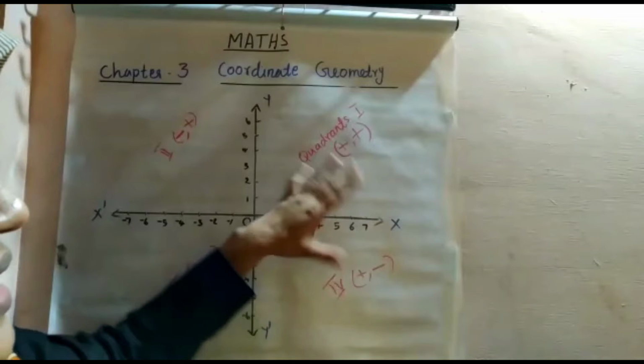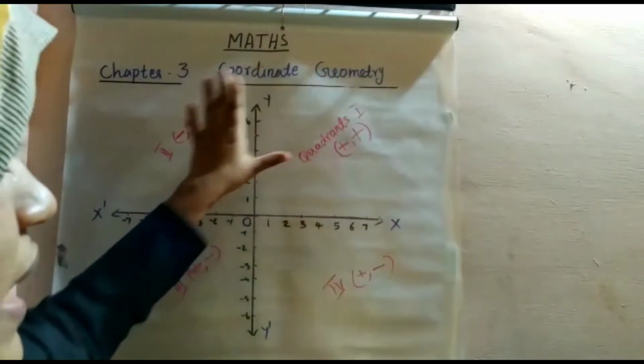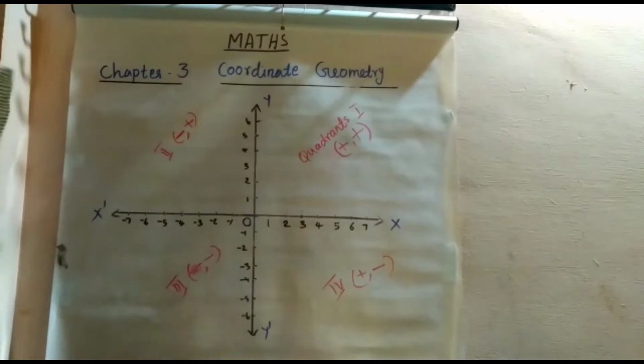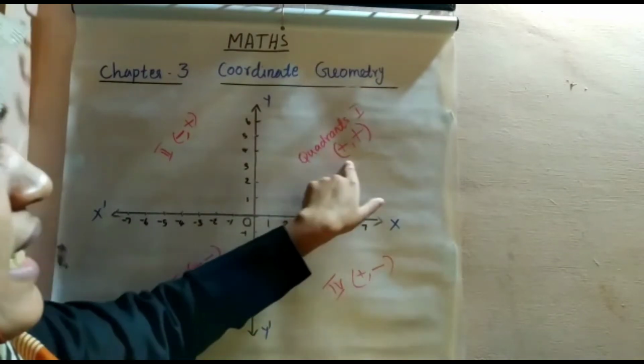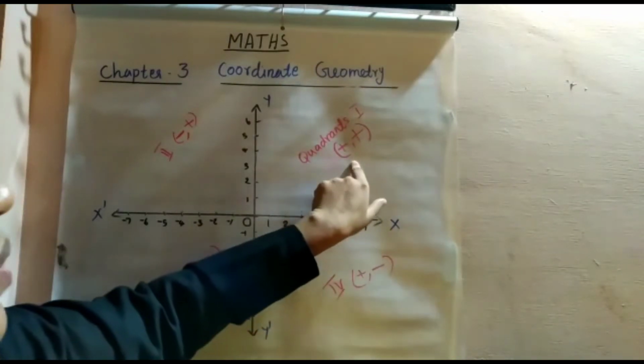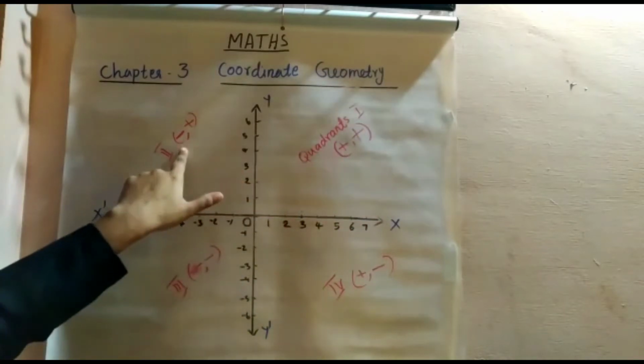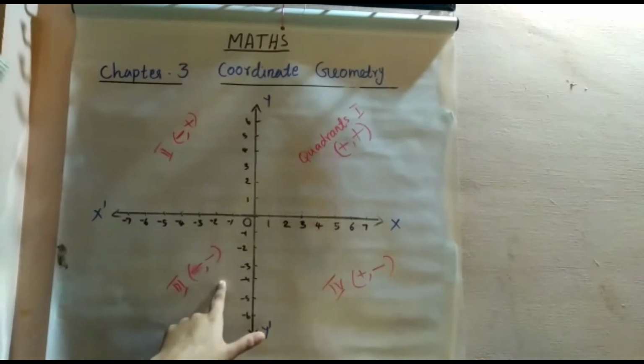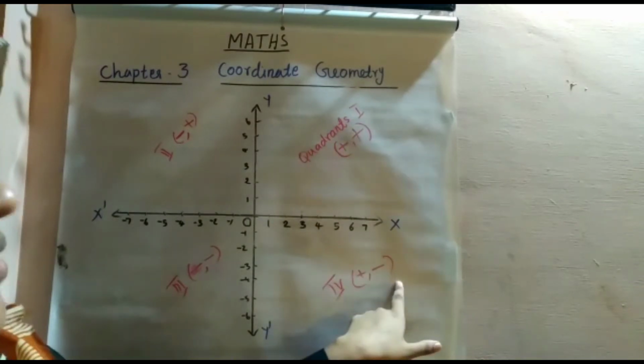So this coordinate axis divides this coordinate plane, or Cartesian plane, into 4 quadrants. First, second, third and fourth quadrants. Okay. In the first quadrant, the point should be positive, positive. Here negative, positive. Here third quadrant, both are negative. Fourth quadrant positive, negative.